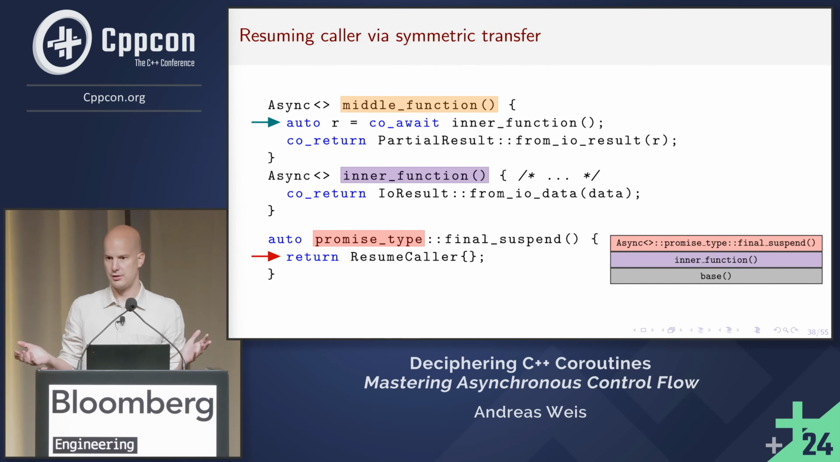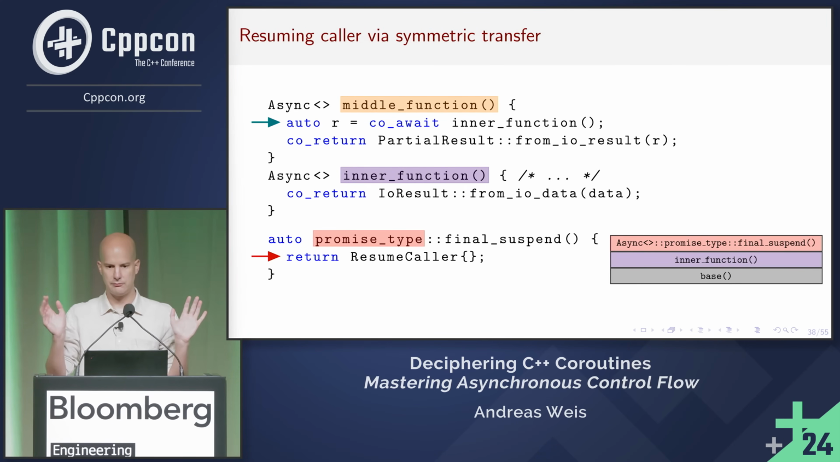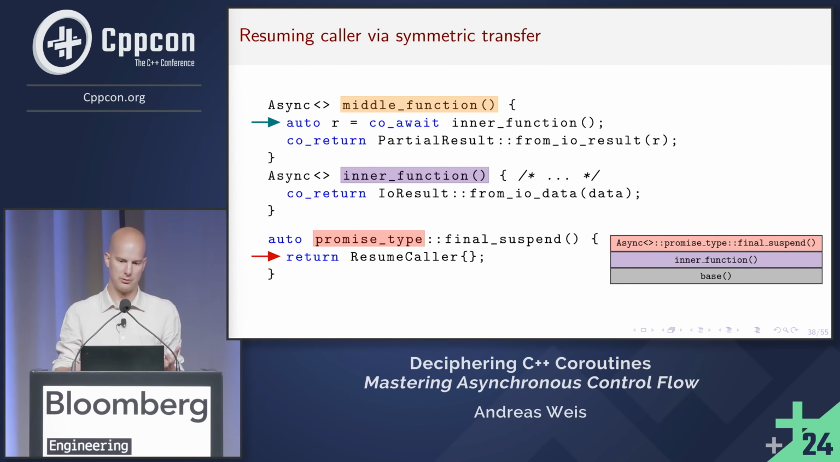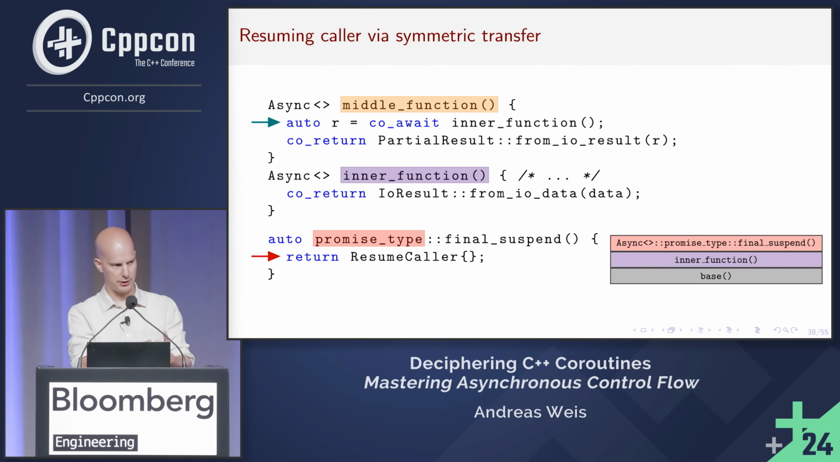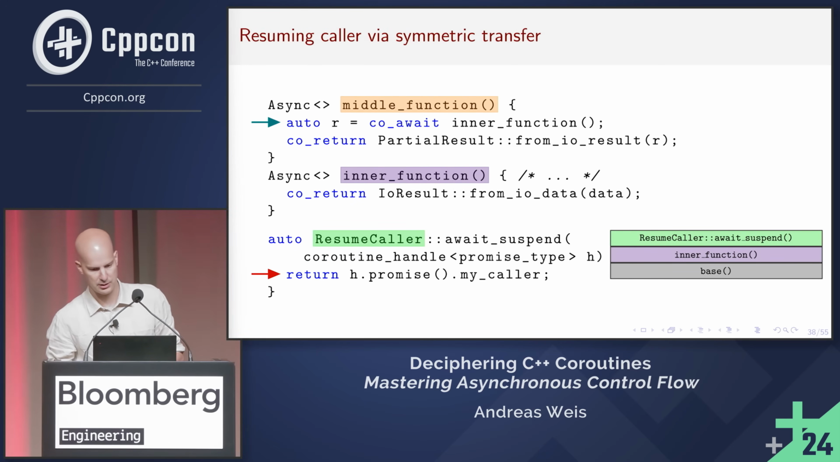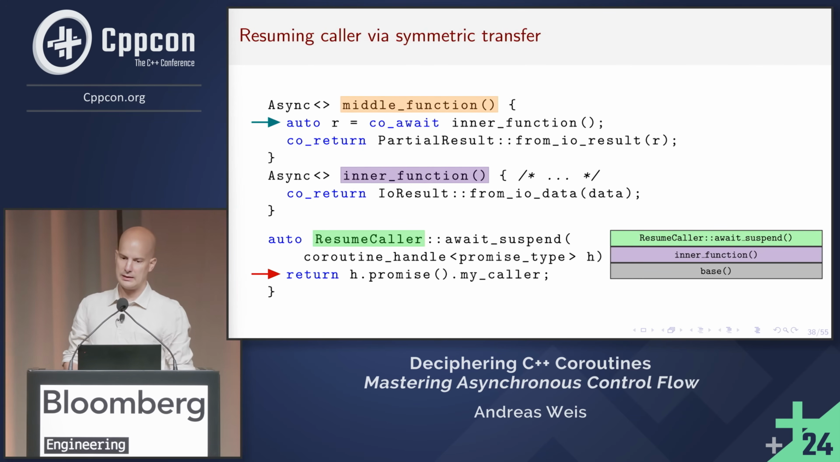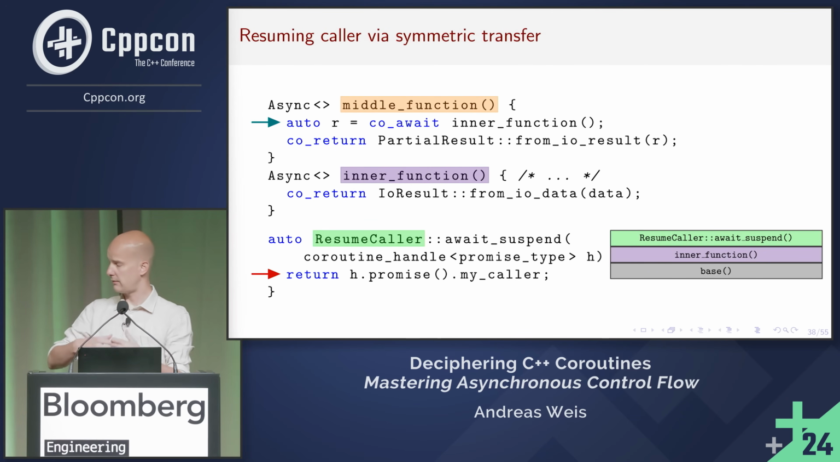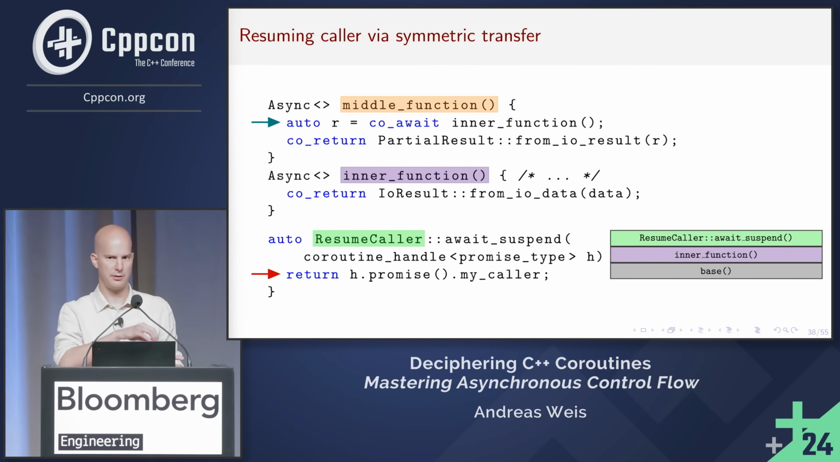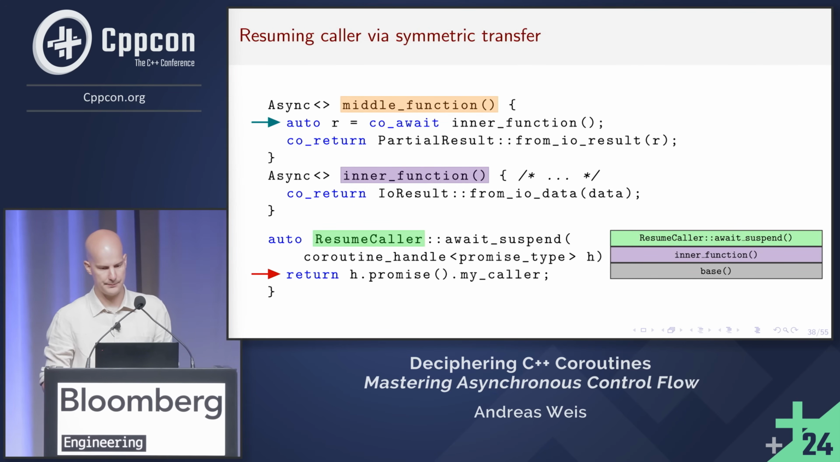And then that function is done, right? It reached the end of the function body, and now final suspend is called. Now in final suspend, what we do is we return this special resume caller awaitable that we built earlier. And at this point, we use the symmetric transfer to return this handle to the caller that we have stored in the promise all along.